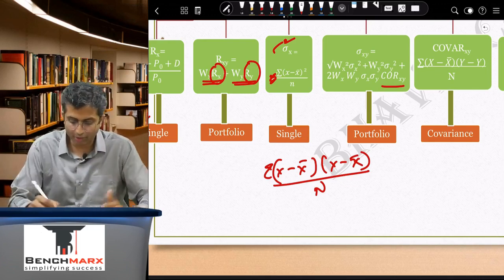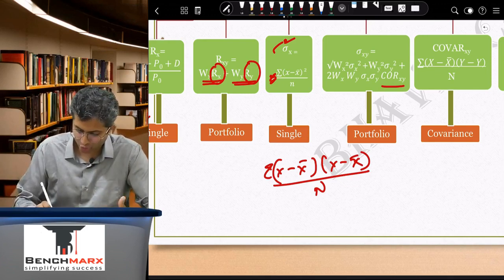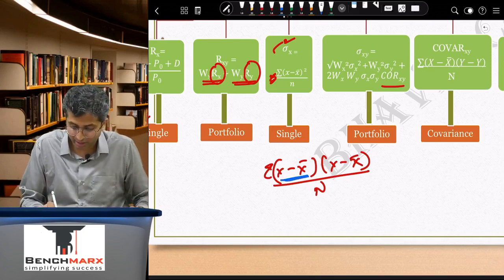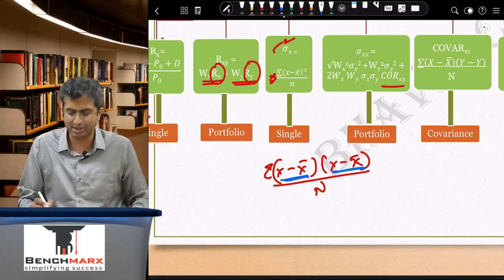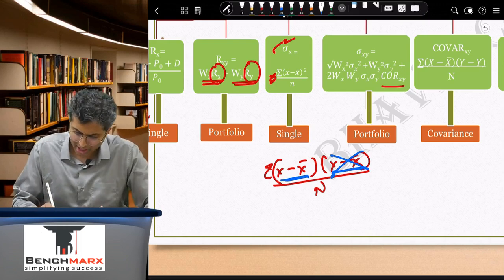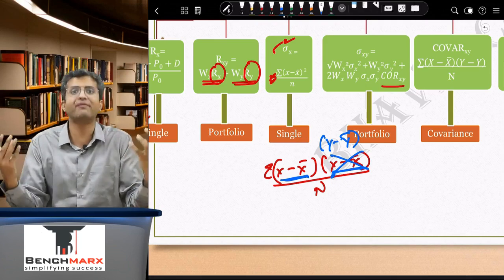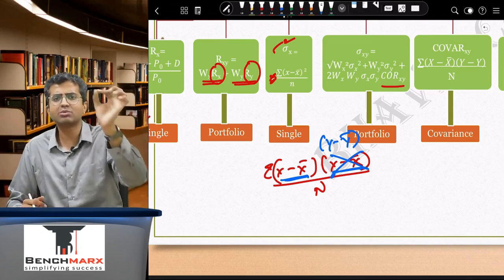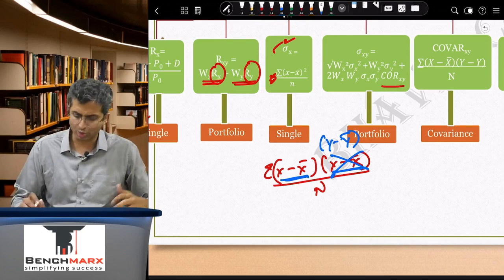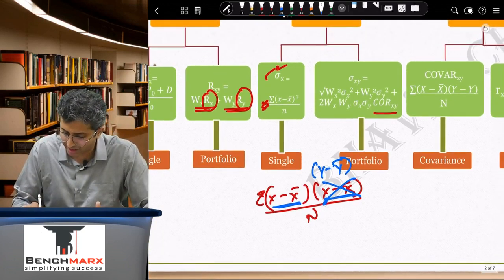So what is covariance? You are looking at the variance of x minus x bar, that is deviation, and again x minus x bar. Instead of doing that, you remove the second x minus x bar and do y minus y bar. So covariance is nothing but the variance of two securities, and hence it is x minus x bar into y minus y bar divided by n. This is covariance.